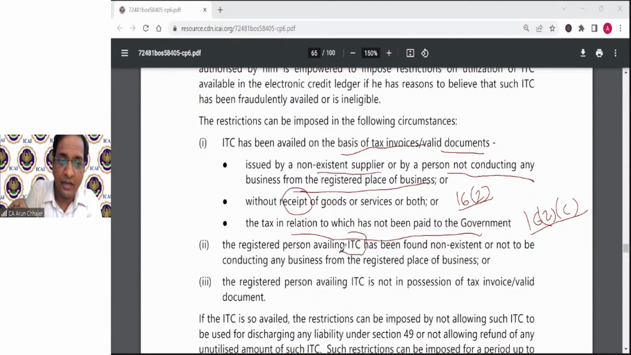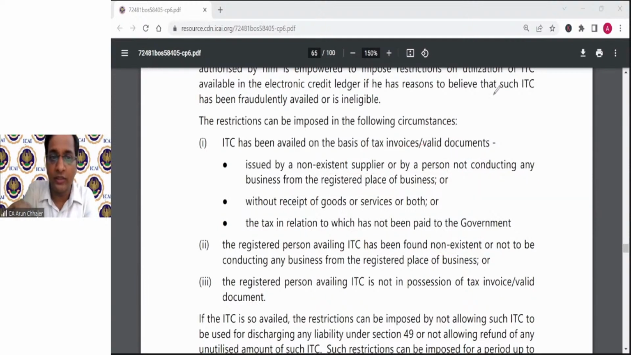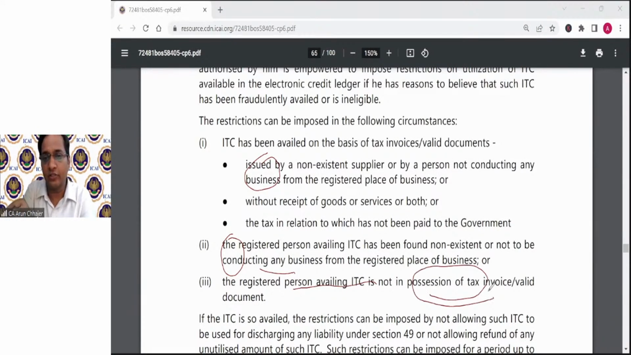Then the registered person availing the ITC has been found non-existent or not conducting business from the registered place of business. Now please note that they have imposed the same condition for the supplier and the same condition for the recipient. The registered person availing the ITC is not in possession of the tax invoice. So this condition basically exists in Section 16 subsection 2, without which the recipient cannot take the ITC.